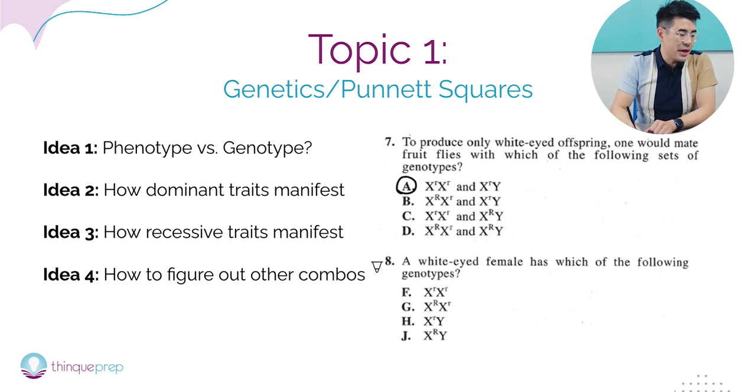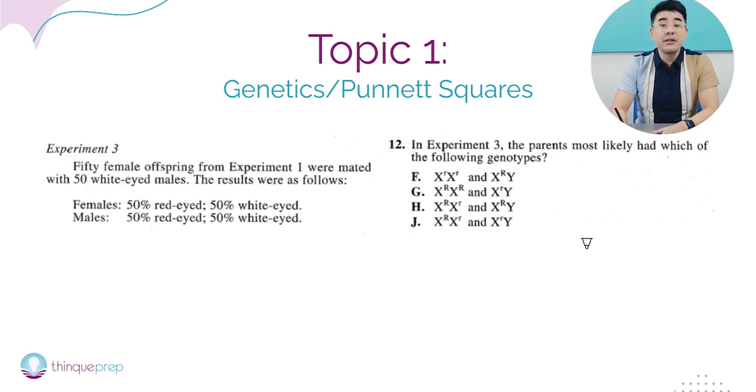We can also do number 8 really quickly too. It says if a white-eyed female has which of the following traits, it would be F, because we know that females carry 2 X genes. To figure out the other combos, all you have to do is make a Punnett square. So how do we make a Punnett square? Let's look at this example over here.